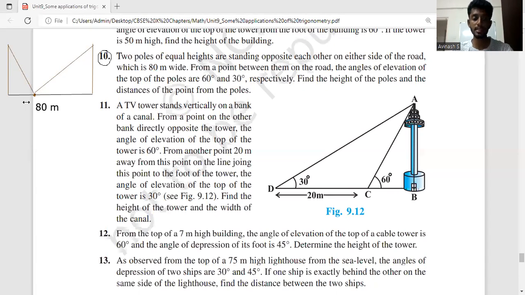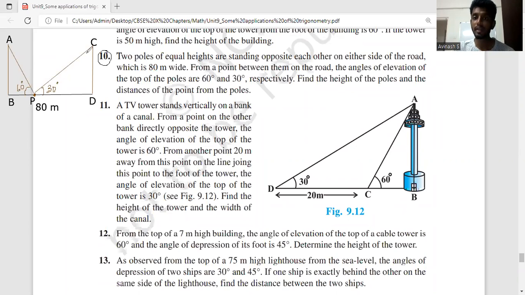Let us take note of the point of observation as P. Let us take pole 1 as AB and pole 2 as CD. So this is all given, and the angles have also been mentioned. From the point of observation, the angle of elevation of the first pole is 60, which means the point is much closer. That's why the person has to raise his head. From the second pole it is 30, which means it's far away from the pole. That's why he need not raise his head so much.